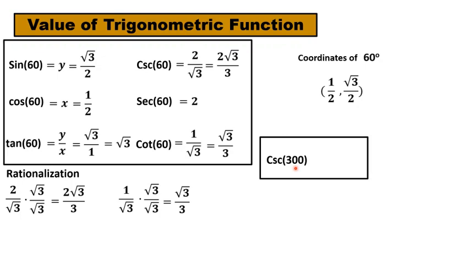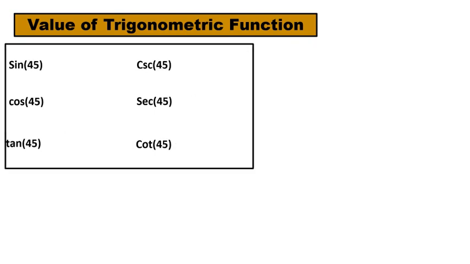Ang 300 ay merong sign na positive, negative. Ngayon, ang cosecant ay na-derive from sine, which is ang sine ay y. So therefore, ano ba ang y value sa 300? Ito ay negative kasi nga nasa quadrant 4. So therefore, ang answer natin for cosecant 300 is negative 2 square root of 3 over 2. Or over 3 po yan, okay? So yan po ay over 3. Typo lang po.